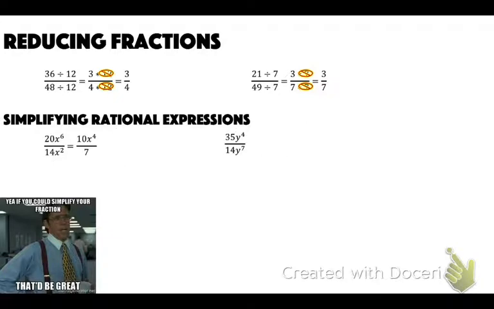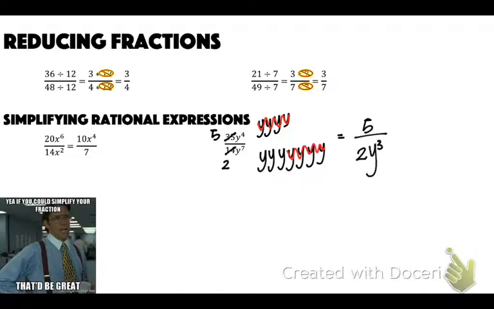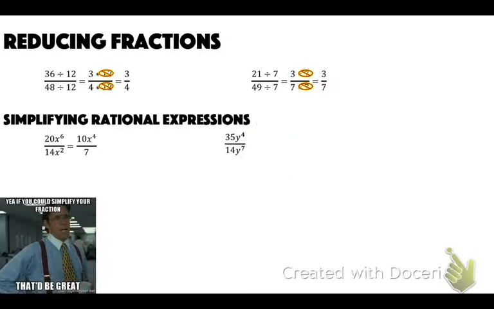So this one, first thing we want to do is see what goes into 35 and 14. Well, it's 7. 7 goes into 35 5 times. 7 goes into 14 twice. Then if I have 4 y's on top and I have 7 of them on bottom, well, I can cancel 4 of them, right? So these 4 will cancel these 4. So I'm left with 3 on the bottom. So this is going to be 5 over 2y cubed. Which, let's double check, is what we got.